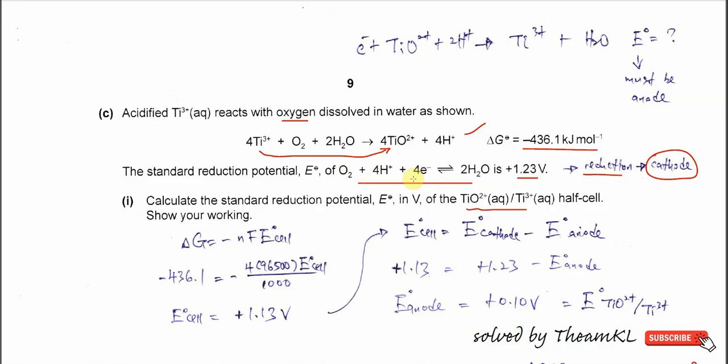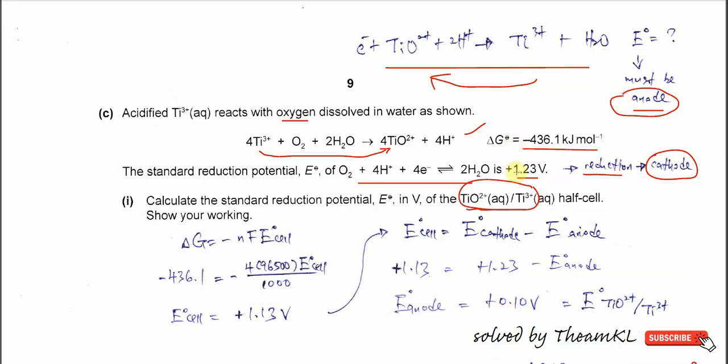Which means the other half cell is the anode. What is the other half cell? This one, the TiO2 positive with the electrons forming the Ti3 positive. This is the half cell. Another half cell, because it's asking this, isn't it? TiO2 positive with the Ti3 positive half cell. This one is also written in reduction form, but we know that this half cell must be an anode. It must undergo oxidation, meaning it must shift to the left. It must undergo oxidation, and therefore this is the anode.